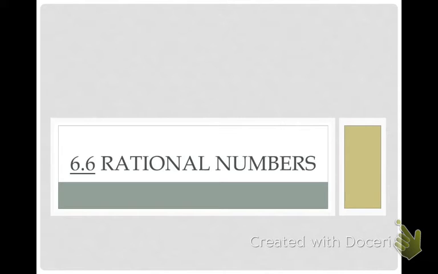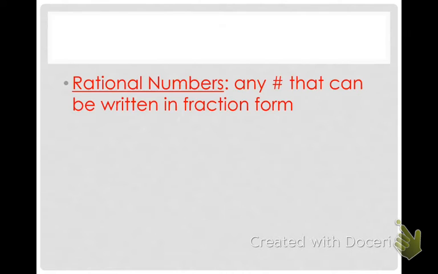Today we're going to be talking about 6.6 rational numbers. The definition of a rational number is any number that can be written in a fraction form. Even if it doesn't look like it's in a fraction, if you can put it into a fraction form and it can still mean the same exact thing, then that is a rational number.